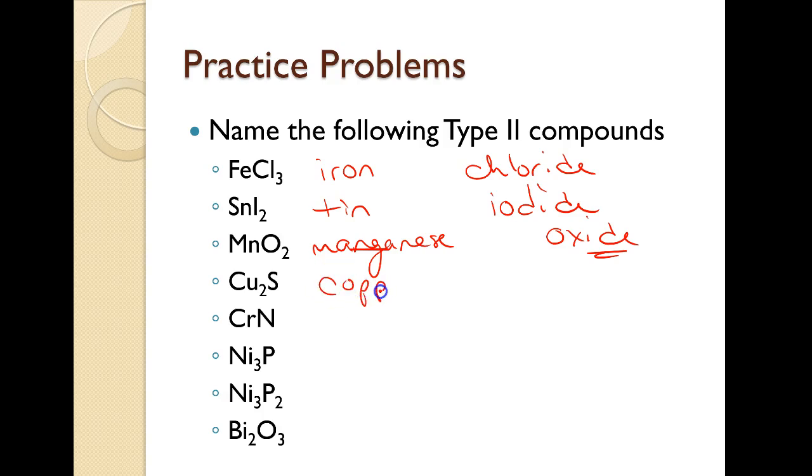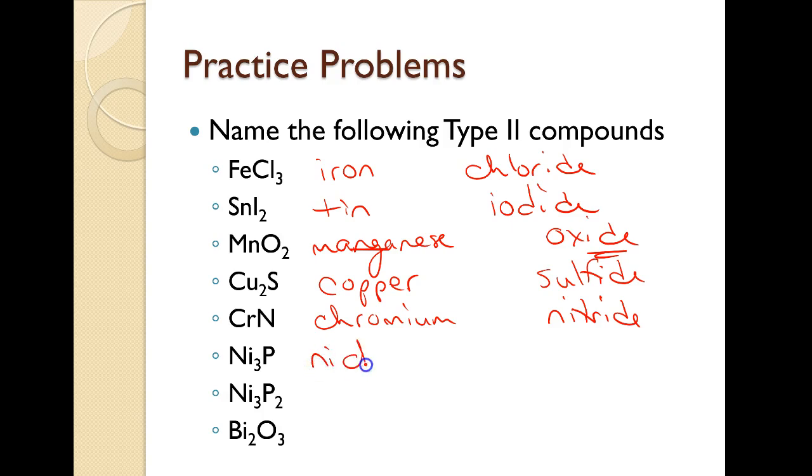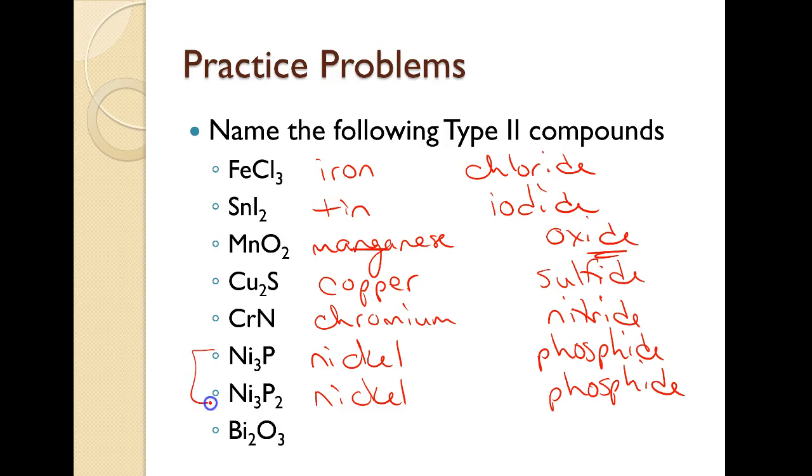Cu is copper. Sulfide. Cr is chromium. Nitride. Nickel. Phosphide. And then this one, the Ni3P2, is also a nickel phosphide, and this illustrates how important it is to use Roman numerals because they are different formulas, but right now they have the same name. And the last one is bismuth oxide. Okay, now those are all the names.